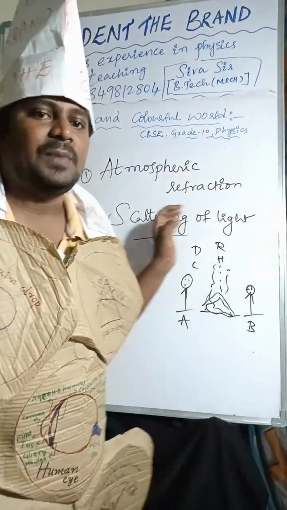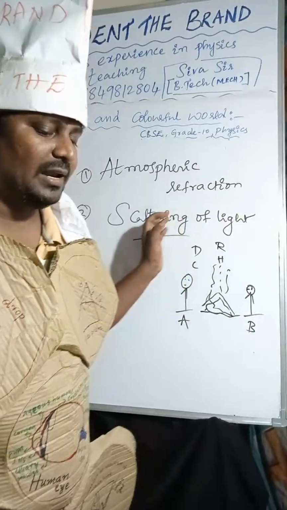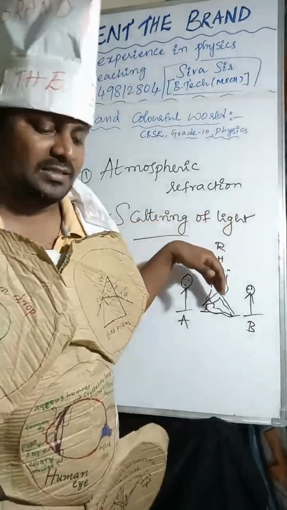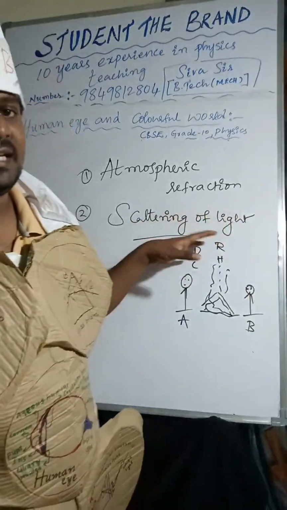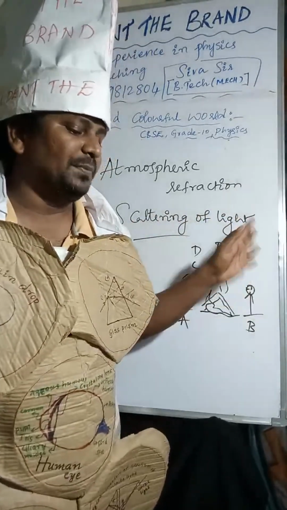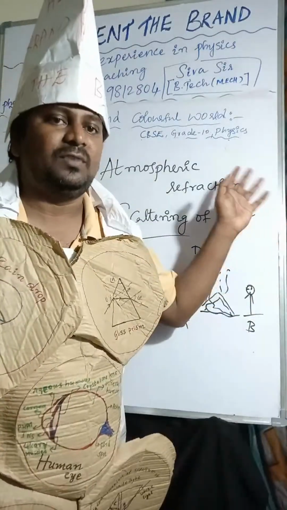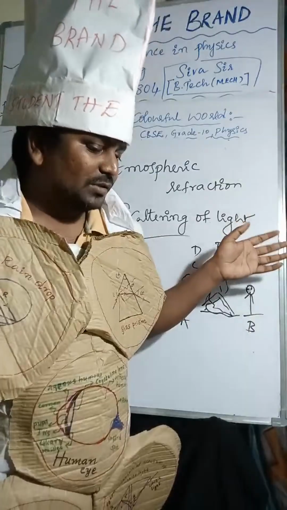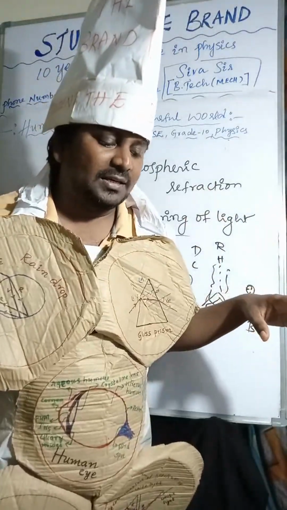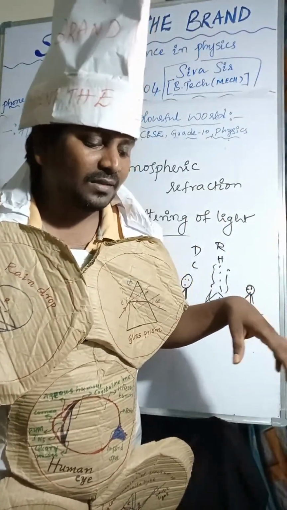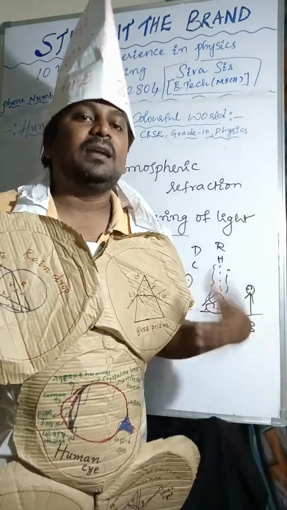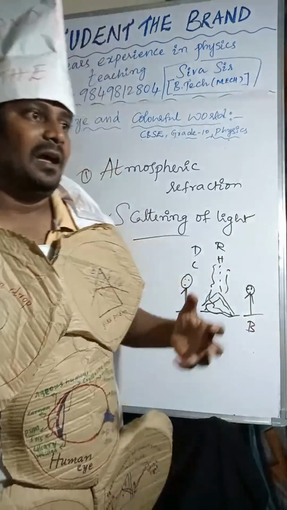So when the light ray is passing from one medium to another medium, refraction takes place. Because of that reason, person B appears to be flickering, fluctuating. Yes or no? So that is the normal method. But here you can see.